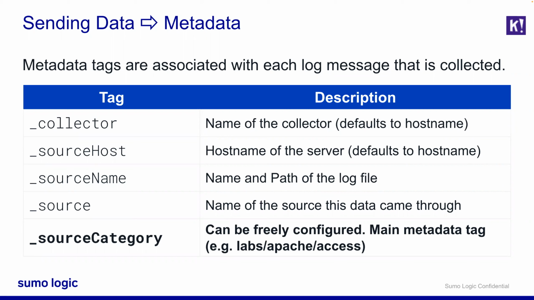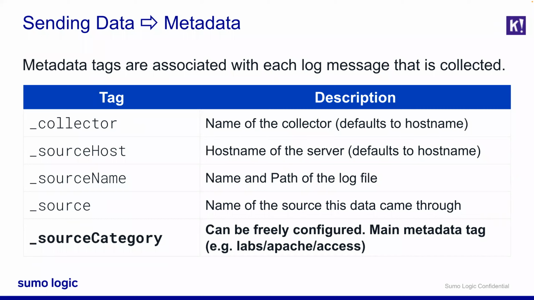Source category, as it says right here, is freely configured. It's the main metadata tag. An example of a source category is one I have right here, and we're going to use this source category a few times today, which is labs/Apache/access. Now, maybe you know Apache data, maybe you don't. We'll talk about it later. But what you do know or might know from this name is some indication about the data we're referencing. This is lab Apache access data. It's lab data. It's not production data. It's not development data. It's not QA data. It's not test data. It's lab data. It's in the name, labs.